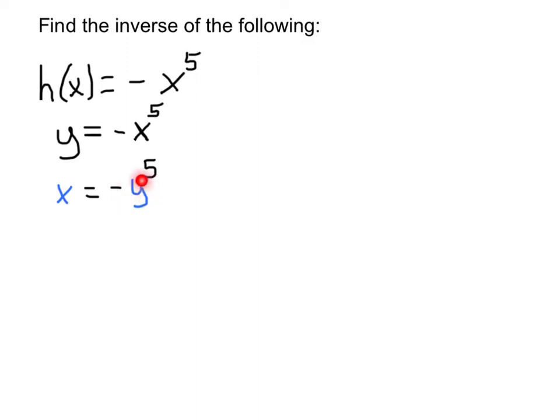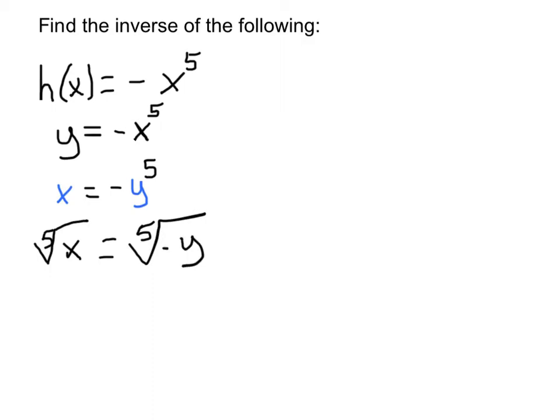Now the catch is we want to get y all by itself, so I've got to get rid of this negative y all to the fifth power. So if we take the fifth root of each side, we will accomplish that. So I need to go fifth root of x is equal to the fifth root of negative y.